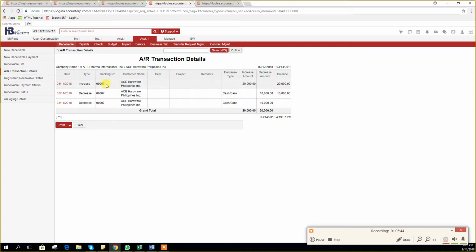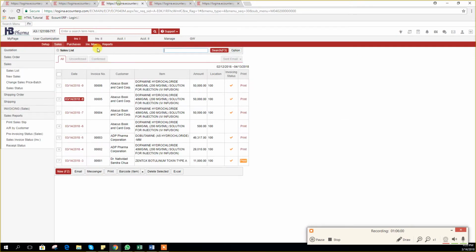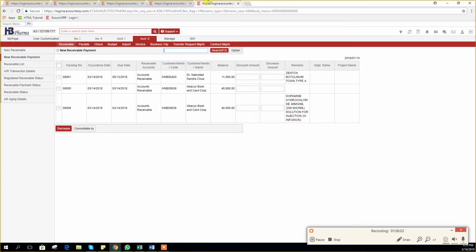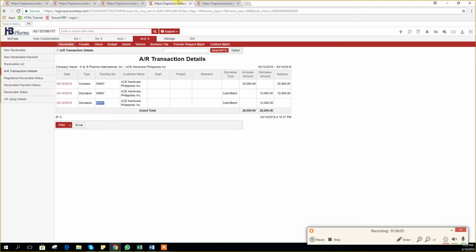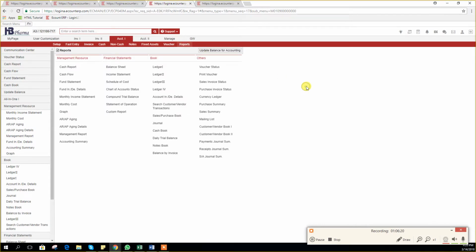All right. So this is the same tracking number here. Yes, same tracking number. This is the invoice number. See? 00007. Whether I create it inside here or whether I create it inside the sales is the same. How is it connected to the sales invoice? It was not put in the invoice. Alright. Let's just watch and see.